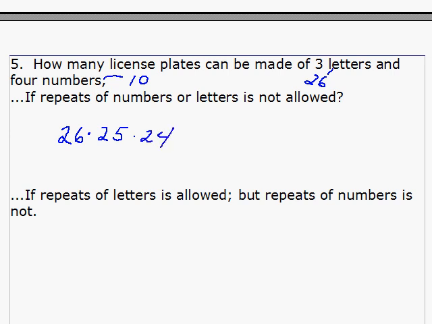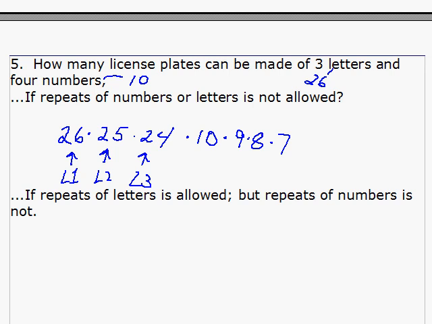For letter number 1, there were 26 possibilities. For letter number 2, there were 25 possibilities. And for letter number 3, there were 24 possibilities. Now we'll go to the numbers. There were 10. You could choose 0, 1, 2, 3, 4, 5, 6, 7, 8, 9. That gives you 10 to choose from here for the first number. The second number, since you can't repeat the one you already chose, 9, 8, 7. You multiply all that out. That gives you the number of license plates that can be made from 3 letters and 4 numbers if repeats of numbers or letters are not allowed.